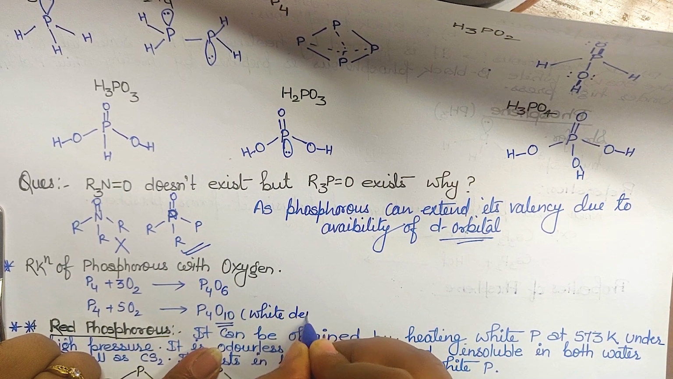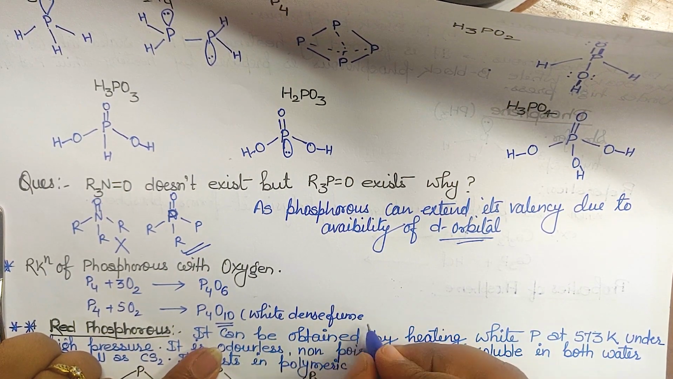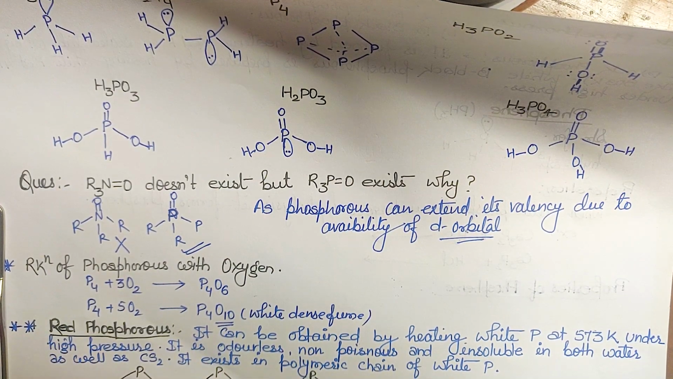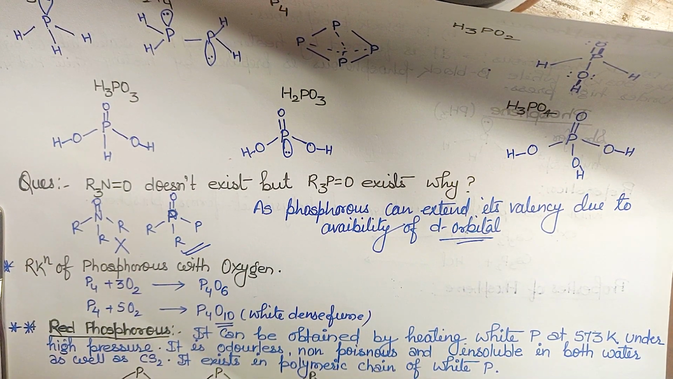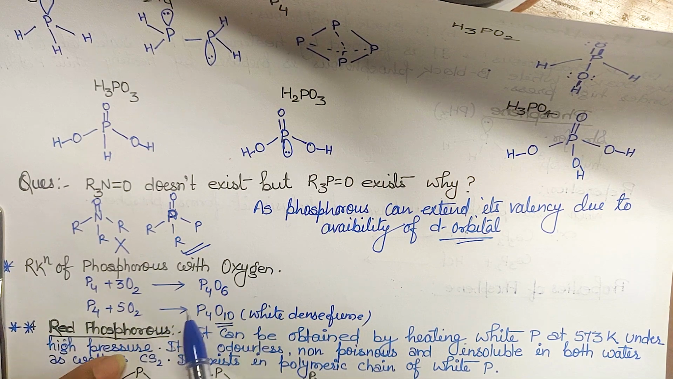Okay, so this P4O10, when it forms, it gives a white dense fume. And this is the reason, a question can be asked that I will ask in the next sheet, that why phosphorus when reacts with oxygen gives white fumes. So actually when phosphorus reacts with oxygen, it gives P4O10, which is a white dense fume. Got it? So this is the reason due to this reaction.